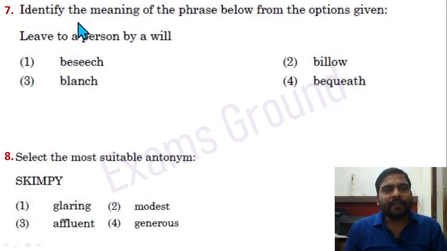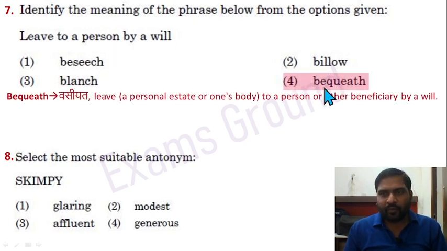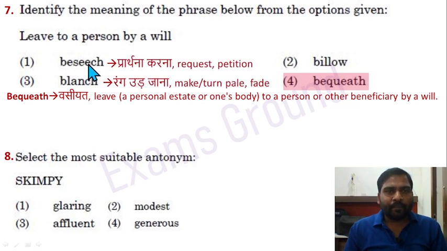Question 7. Identify the meaning of the phrase below from the options given. Leave to a person by a will. Bequeath, option 4 is correct. Bequeath means wasiyat, to leave a personal estate to a person or other beneficiary by a will. And the meanings of the others: beseech, प्रार्थना करना, request, petition; blanch, रंग उड़ जाना or make turn pale or fade.